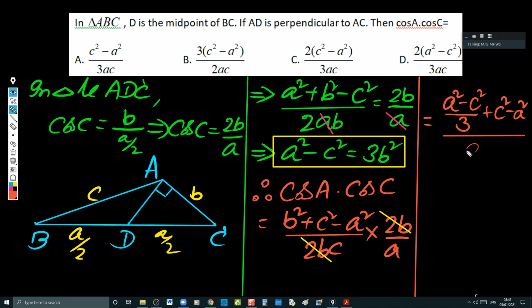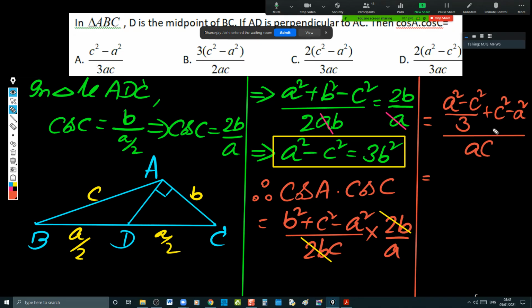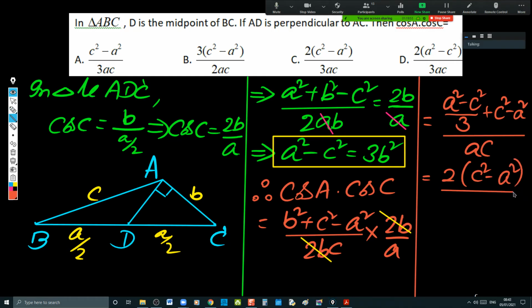Now if you take LCM, this is 3C square minus A square, 2C square minus 2A square. So twice of C square minus A square, whole divided by 3AC.